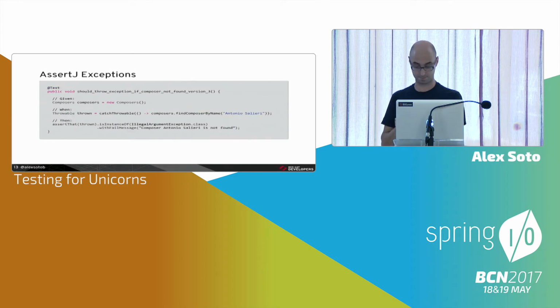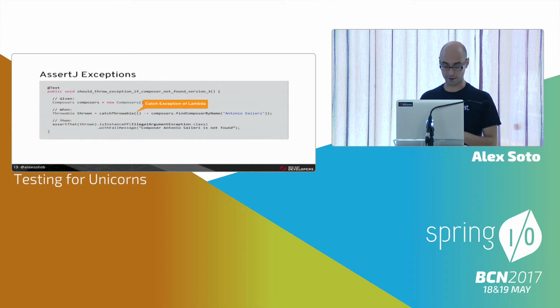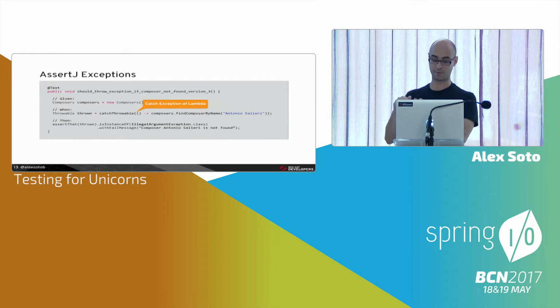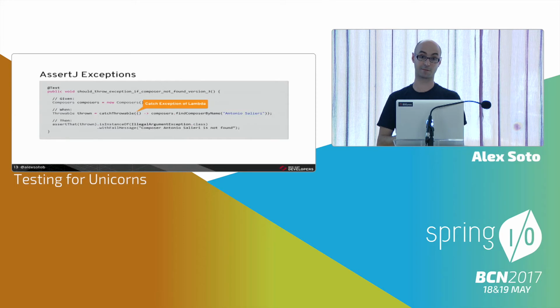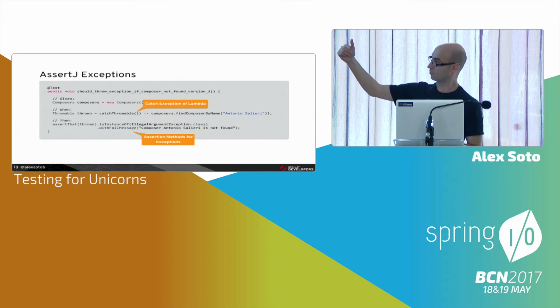Again, AssertJ has a really good way of checking this exception, following the given-when-then, but now in the when, you use that catchThrowable static method. This catchThrowable is just a Java 8 lambda expression where you put the method that you expect to throw the exception. And finally, in the assertThat, you can do things like isInstanceOf IllegalArgumentException.